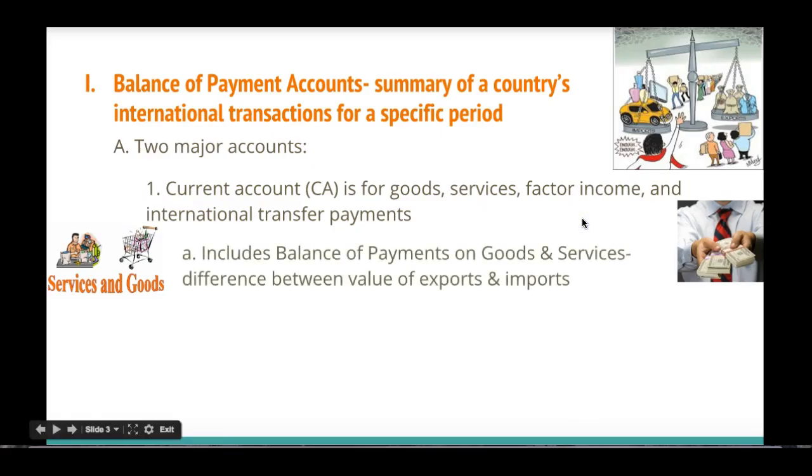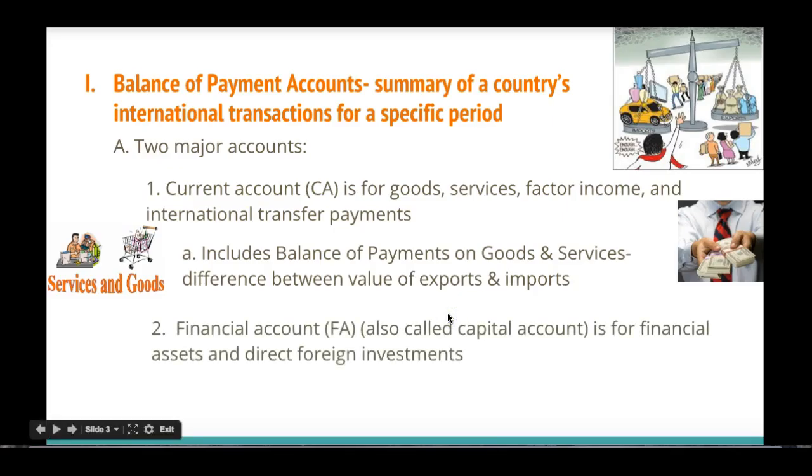Now, a subcategory of the current account is what we call the balance of payments on goods and services. This is the difference between the exports and the imports. So this is just focusing on one small piece of the current account. Your book does talk about a couple of other current accounts, but I'm mentioning this one particularly because exports and imports is something people usually think of with international transactions, but it is a very small piece. So the major account is the current account, and the balance of payments on goods and services is a subcategory.